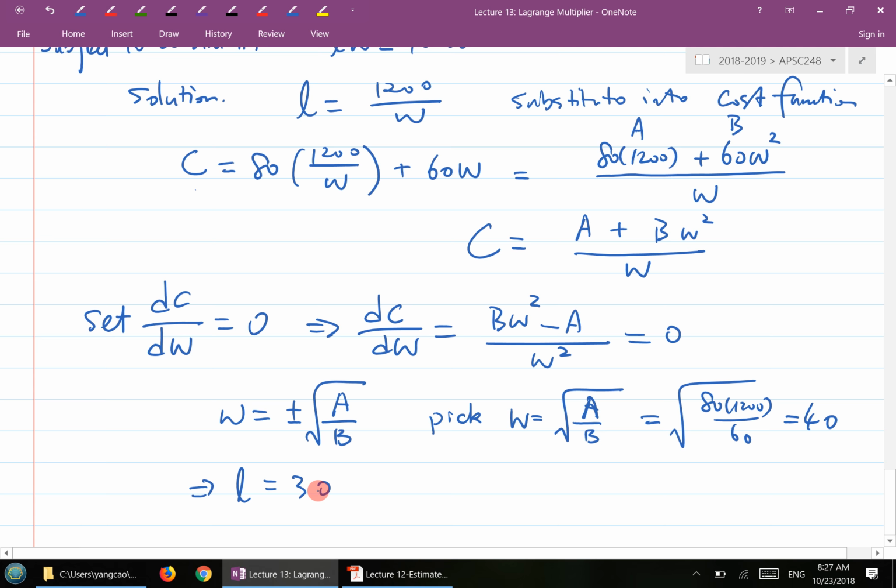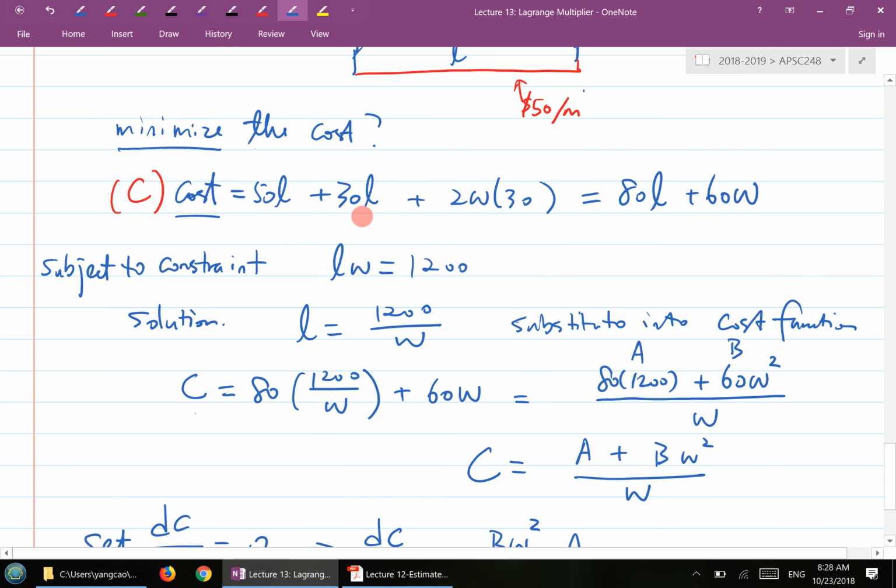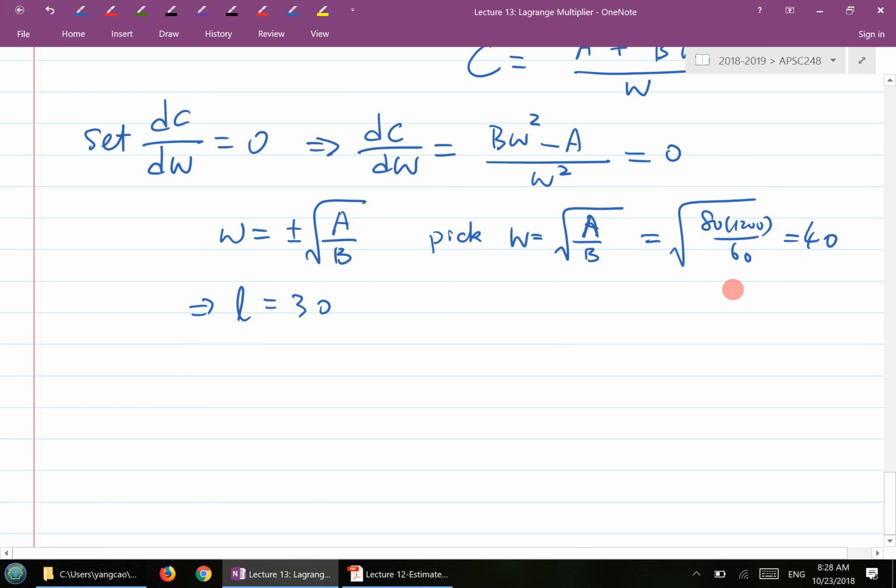So that shows you a way of solving a constraint problem using substitution, turning minimizing a function of two variables into minimizing a function of a single variable. So that's something we have learned before. But I'm going to show you a different, more formal way to solve this kind of question. Now, first, let's formally formulate this kind of problem.